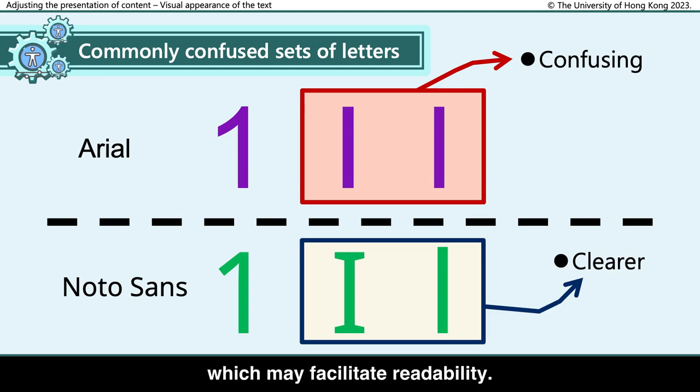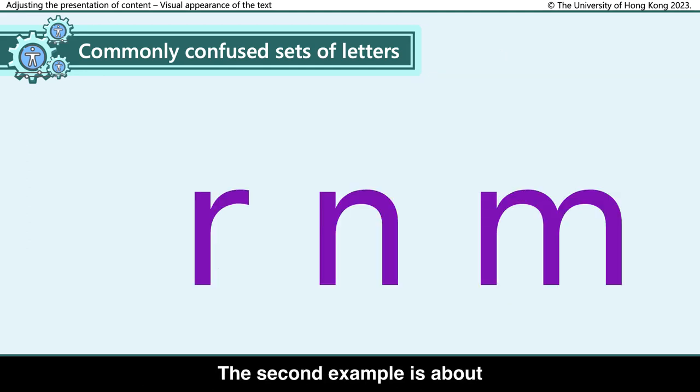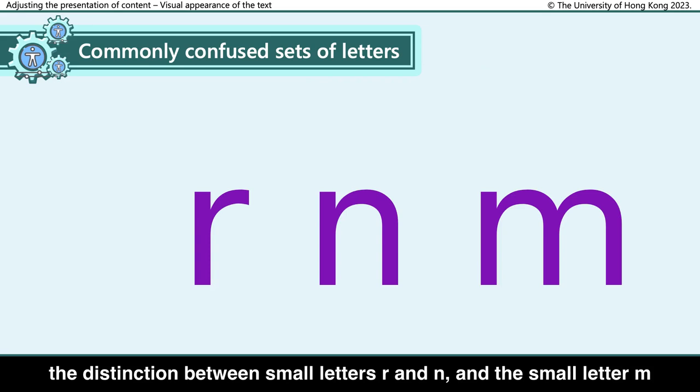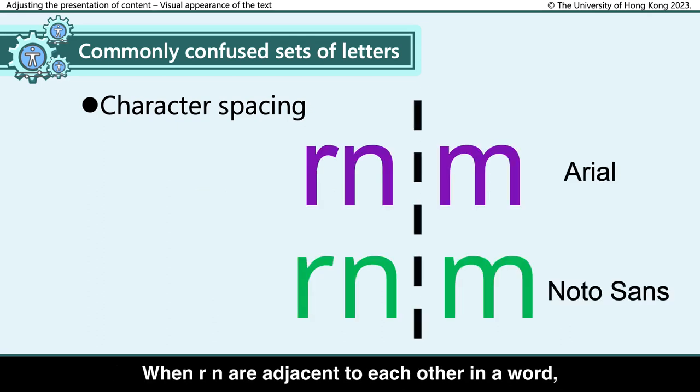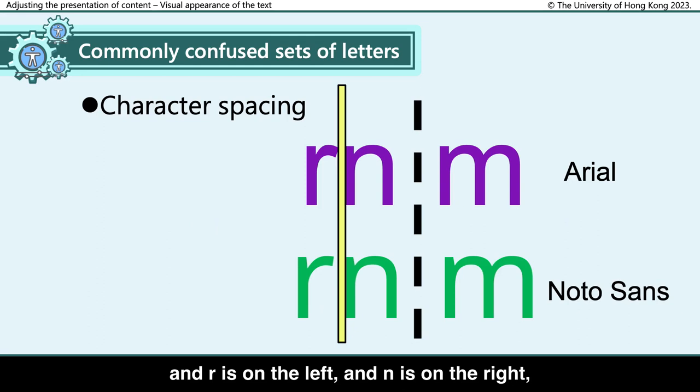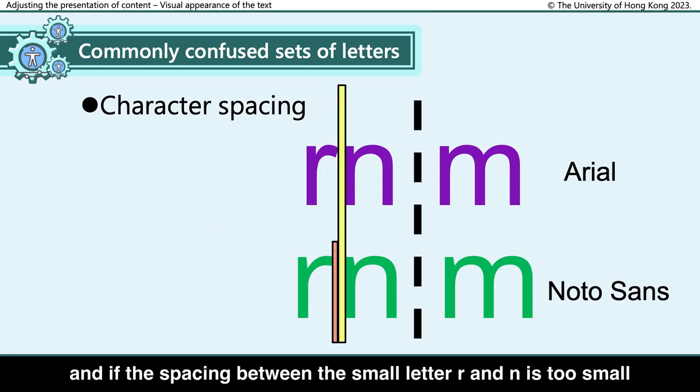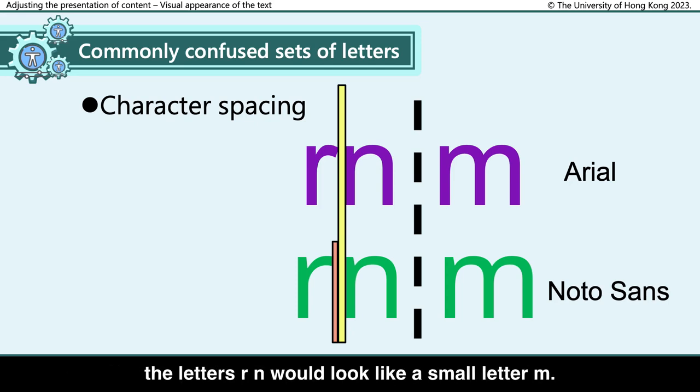The second example is about the distinction between small letters R and N and the small letter M in relation to the character spacing between R and N. When R and N are adjacent to each other in a word, and R is on the left and N is on the right, and if the spacing between the small letter R and N is too small, the letters R and N would look like a small letter M. This can be confusing.